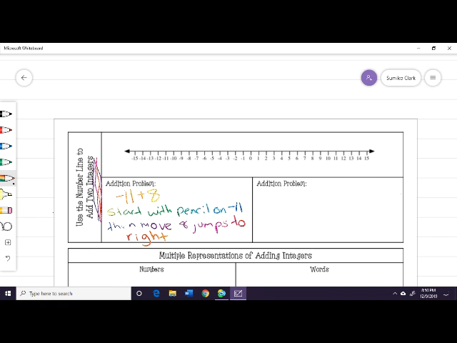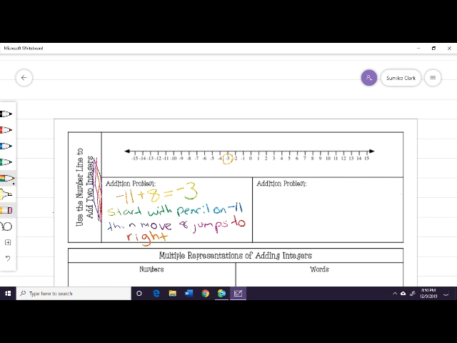Okay, so we start on negative 11 and we go 8 jumps to the right. 1, 2, 3, 4, 5, 6, 7, 8. And we end up at negative 3. So negative 11 plus 8 equals negative 3.